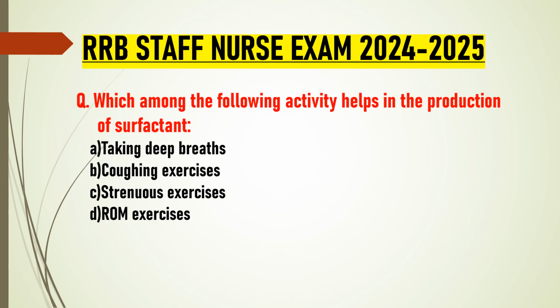Which among the following activities helps in the production of surfactant? Option A, taking deep breaths. Option B, coughing exercises. Option C, sternus exercises. Option D, ROM exercises, range of motion exercises. So the answer is option A, taking deep breaths.